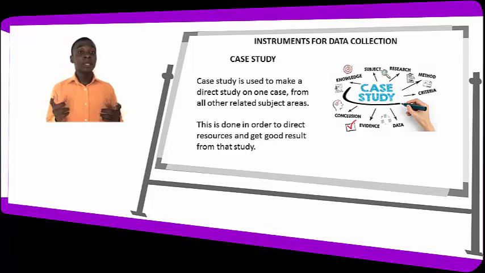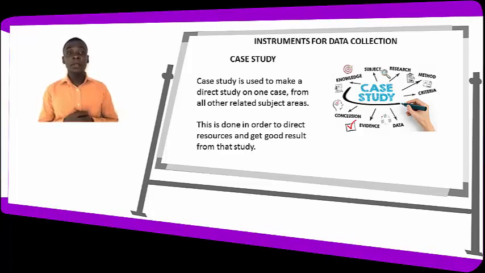Let's say we have so many subject areas. We have maths, we have English, we have chemistry, we have physics, all these are subject areas. But we want to focus on one case study. So if we have 20 subjects and we are picking a case study on mathematics, we are dealing with mathematics, we are gathering information about mathematics. So mathematics now becomes our case study.